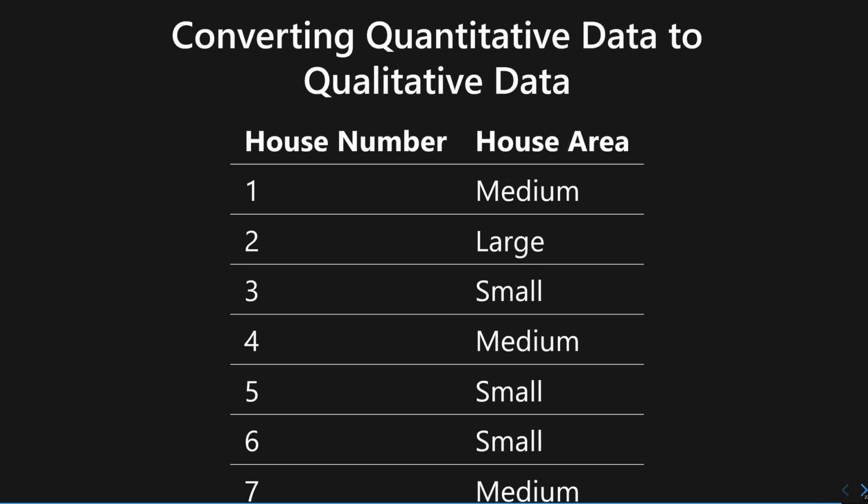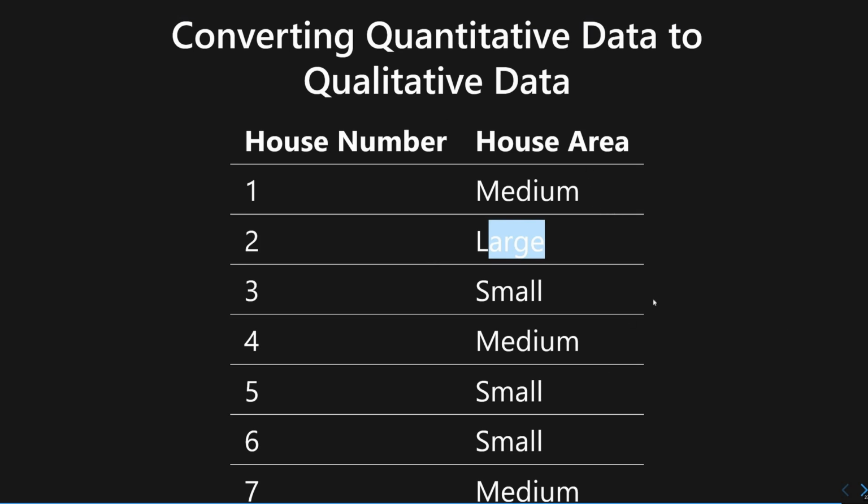And now, if you do that conversion, you have a qualitative description of the house area. House 1 is medium, house 2 is large, house 3 is small. So you lose a lot of detail, but you end up with a more generalized categorization of house areas.